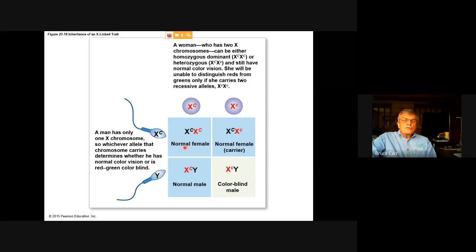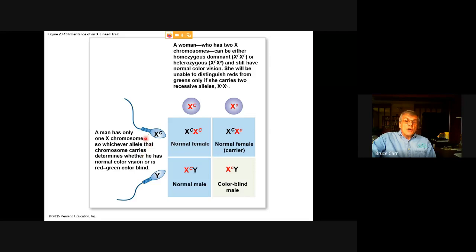So here we have the female. Now the female is the heterozygote in this case. You can see the big C and little c. And she is a normal color vision individual. Whether you're X with big C, or you're X with big C, little c, you have one dominant allele. So this individual, the mother, will be able to distinguish red from green when we're talking about red-green color blindness.